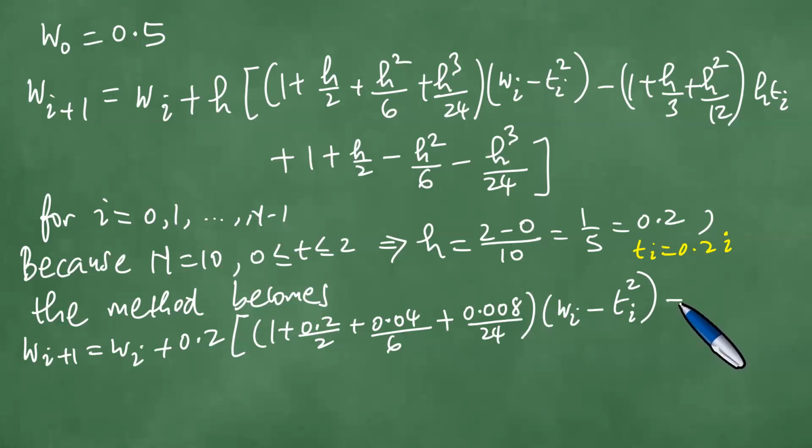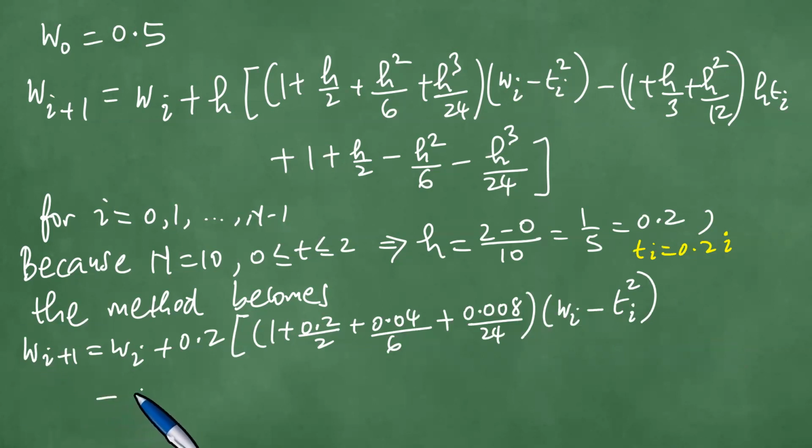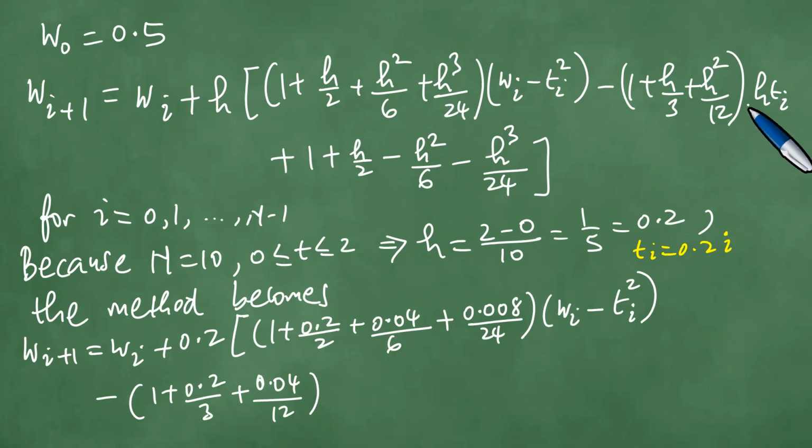Then minus, let me write it at the bottom. Right, so this is going to be minus here. So this one is going to be minus over here. So it's going to be 1 plus 0.2 out of 3 plus, okay, 0.2 squared is 0.04 out of 12. Okay. And then now you come here. What is this exactly? So h is 0.2, but is multiplied by ti.